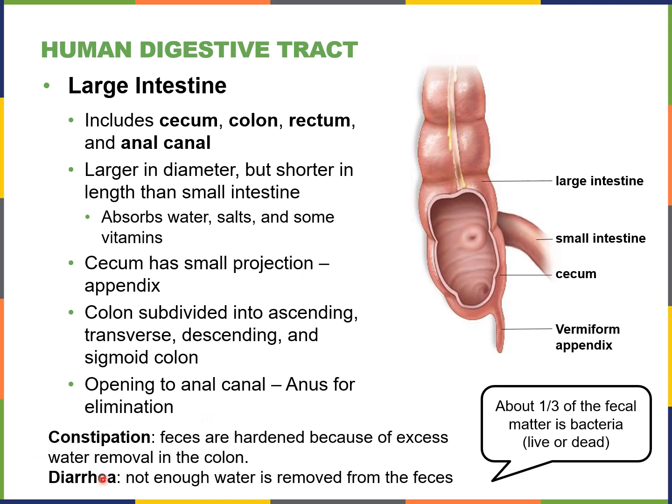So obviously different things can happen here. You can have either constipation or diarrhea. Constipation is when your feces is so hard because you have excess water removal happening in the colon, and then you basically can't excrete out that waste. Diarrhea is the opposite problem, where we don't have enough water being removed from the feces within the large intestine and the colon area, and that's when we get diarrhea.